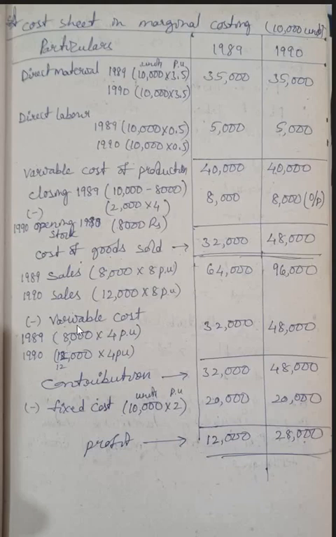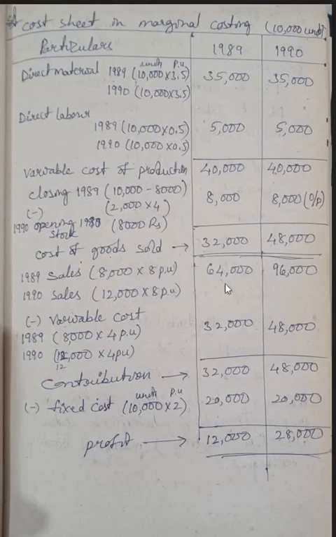And variable cost, how will you find it? In 1989 you sold 8,000 into the variable cost per unit of 3.5 plus 0.5, which is 4. 8,000 into 4 you will get 32,000. For 12,000 into 4, how did we get 12? We sold 12,000 units in 1990. 12,000 units into 4 rupees per unit, you will get 48,000.